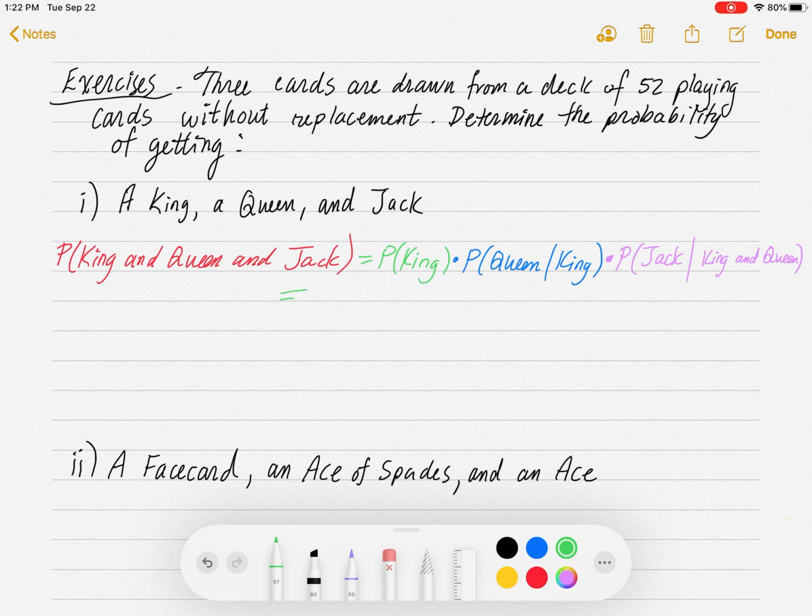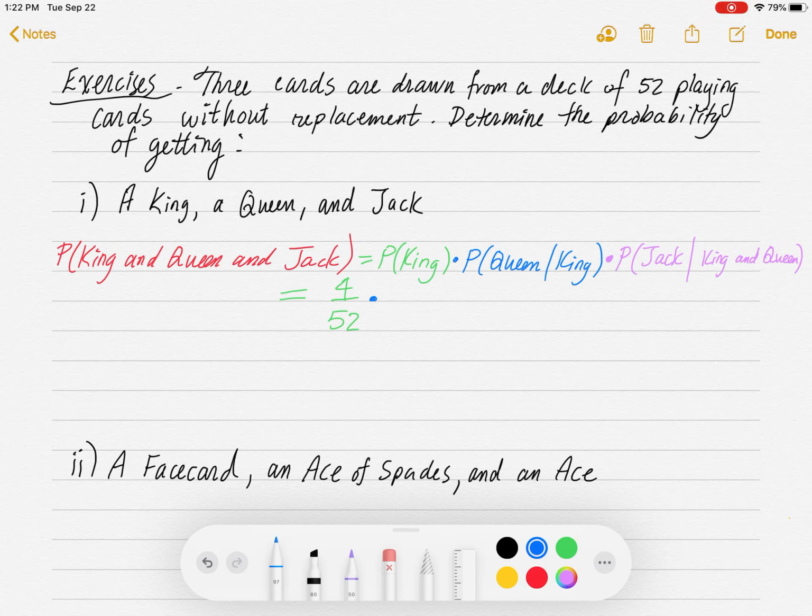All right, so focus here on the green. What's the probability of getting a king? This would be like on the first draw, right? You got 4 kings out of 52 cards. So your probability would be 4 out of 52. Okay, now you're going to multiply. We're doing all these ands, right? King and queen and jack. So you're going to multiply.